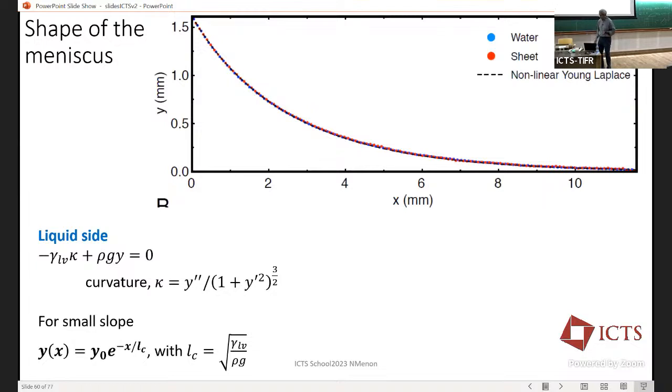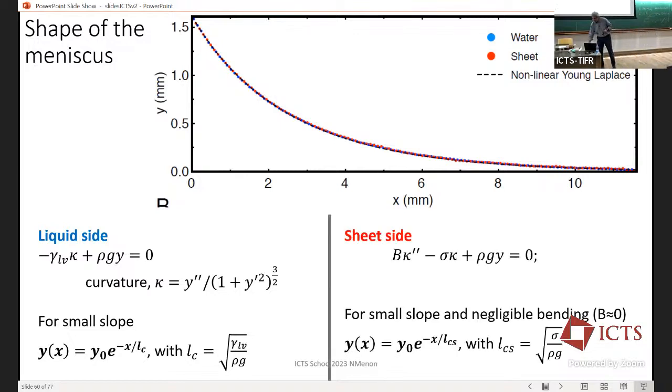So here is a digitized version of that image. Here is the profile. That's the surface of the water, the blue dots. That's the surface of the sheet, the red dots. That's the nonlinear Young-Laplace equation. It's that thing with all nonlinear stuff in it. And they sit exactly on top of each other. Okay. So the conclusion is, okay, the conclusion is yes. So if these shapes are exactly the same, these two numbers must be exactly the same.